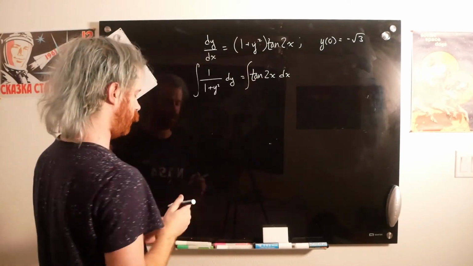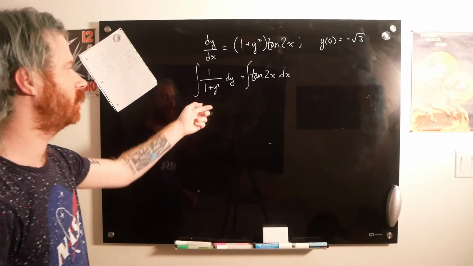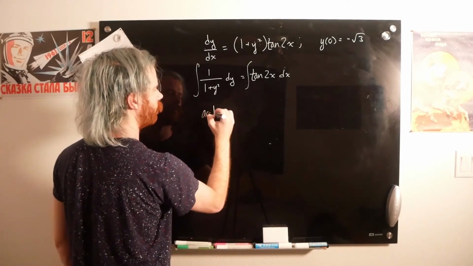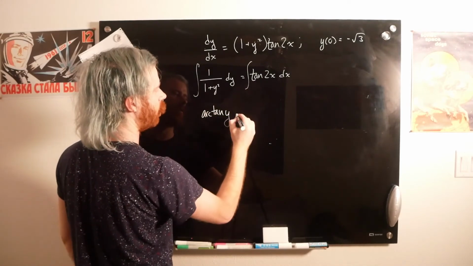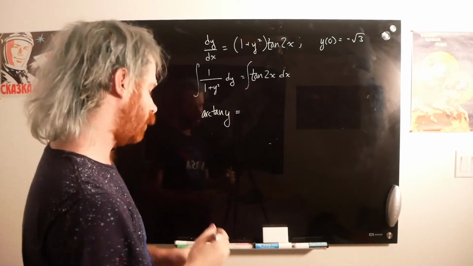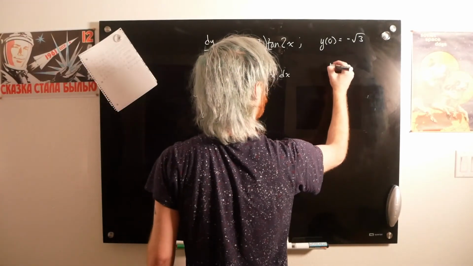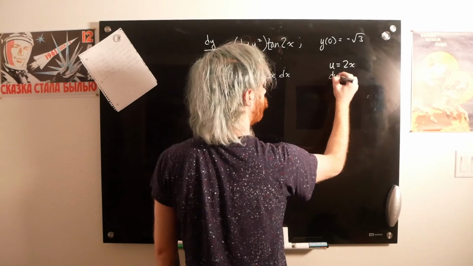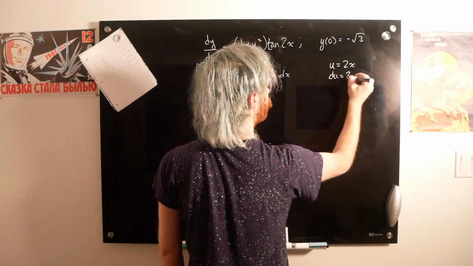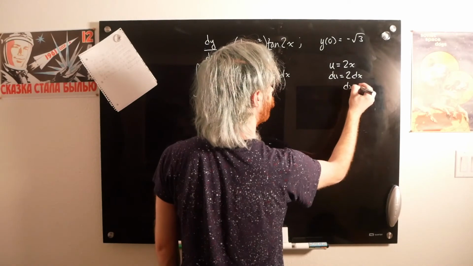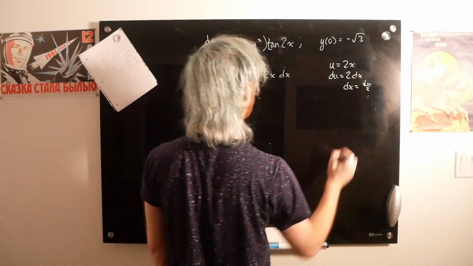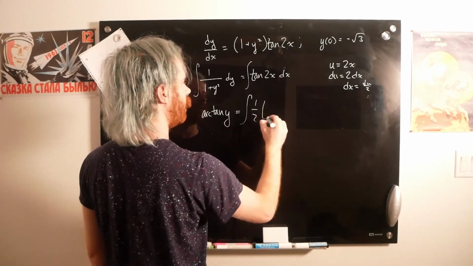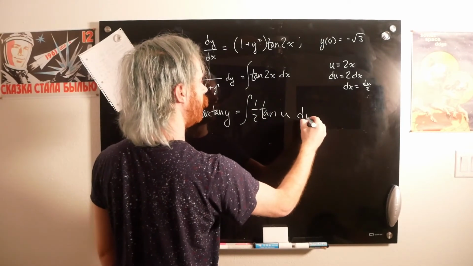We know that this is a trig identity. The integral of this is going to be the arctangent of y. So arctangent of y equals the integral of tangent of 2x. You're going to have to use a u sub. U equals 2x, du equals 2 dx, dx equals du over 2. So this is going to become the integral of 1/2 tangent of u du.